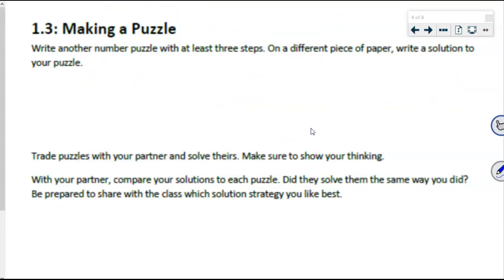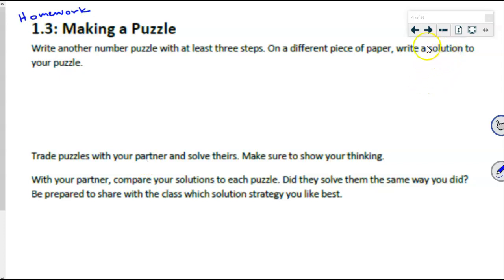This next one, I'm going to make it homework, not complete homework. This is part of the homework. It says you need to now write a number puzzle with at least 3 steps. It says on a different piece of paper. If you have enough space, you can just do it in that space. If you don't feel like that's enough space, do it on a separate sheet of paper.